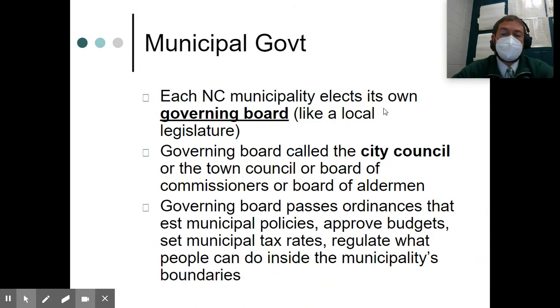Each North Carolina municipality elects its own governing board, like a local legislature. The governing board is usually called the city council or the town council or board of commissioners or board of aldermen. City council is usually the most common. The governing board passes ordinances that establish municipal policies, approve budgets, set municipal tax rates, and regulate what people can do inside the municipality's boundaries.